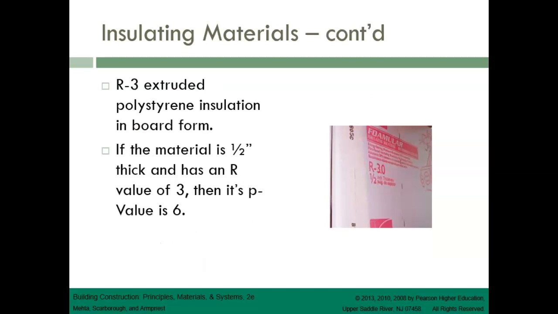Another common building material is polystyrene insulation in a board form. In this case, we can see that it's an R3, and it's also a 1/2 inch thick. So if it's a 1/2 inch thick and I double that to make it an inch thick, then I'd have to also double the R value. So the P of this extruded polystyrene insulation would actually be an R6.